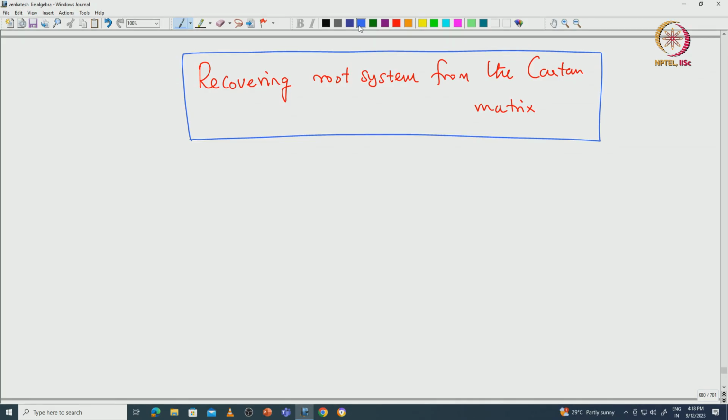Welcome back everyone. In this lecture I am going to tell you algorithmically how to recover a given root system from its Cartan matrix. In the last lecture we actually proved that Cartan matrices determine root systems uniquely up to isomorphism. So, we will also see algorithmically how one can actually recover the root systems. Let us fix some notations and then we will continue.